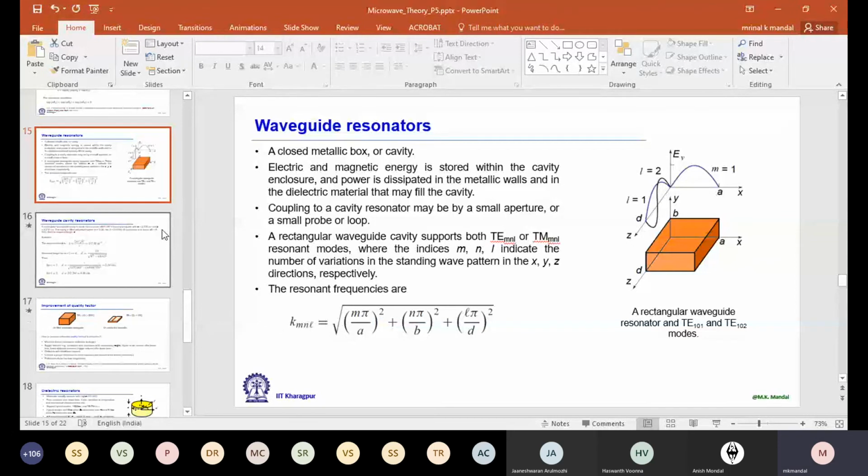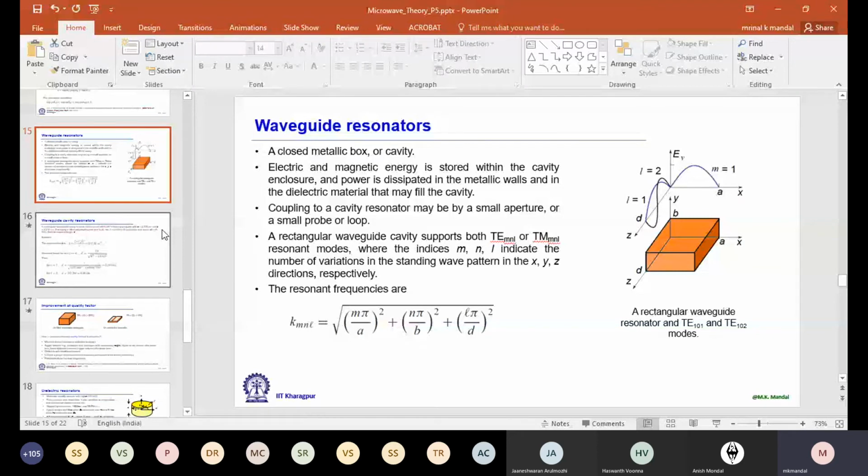We can't use open-ended rectangular waveguide, because then we have high radiation. Basically, all the power will come out. The quality factor is very low. We can't use it as a resonator. Then the only alternative we are left with is a closed resonator, with both ends short circuited.